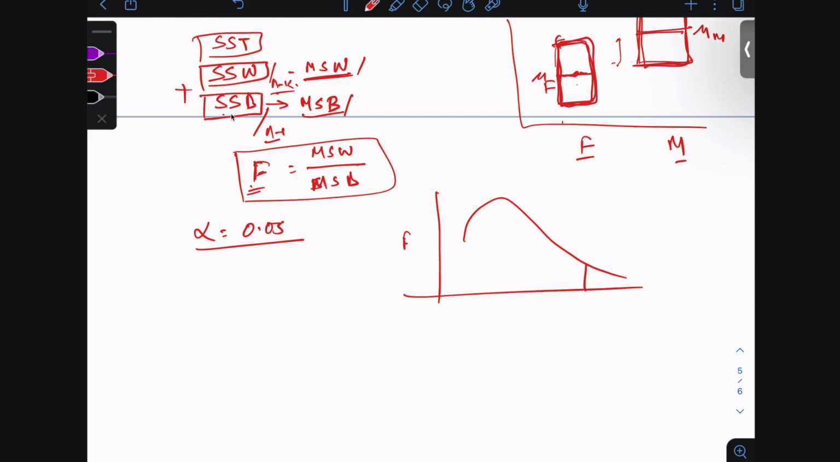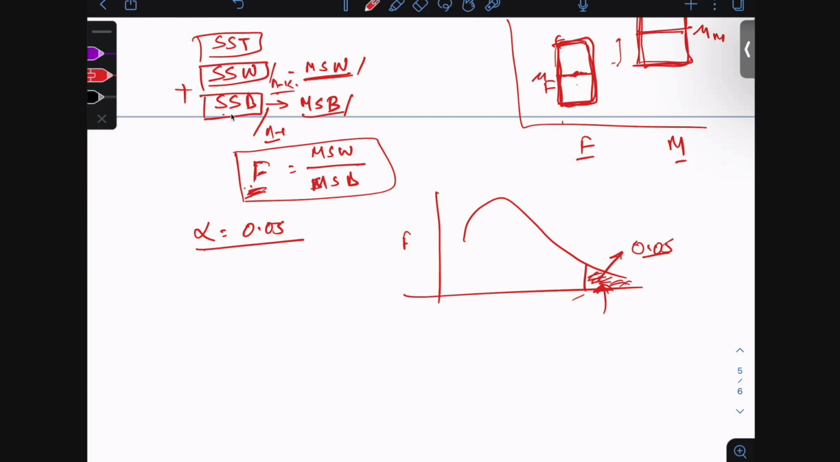Why are we calling it one-way ANOVA? Because ultimately we'll see that this particular region, let's say my alpha or significance is 0.05 or 5%, this area. So whether my F statistic is lying in this area or not. If it is lying in this area, then we can say that there is a statistically significant difference between the salary of the female and male.